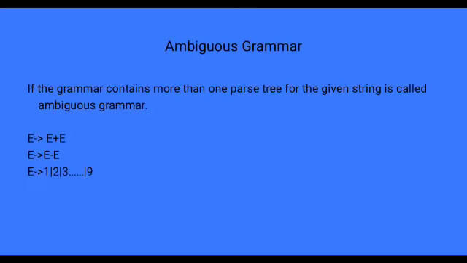And next one is ambiguous grammar. If the grammar contains more than one parse tree for the given string, it is called ambiguous grammar.